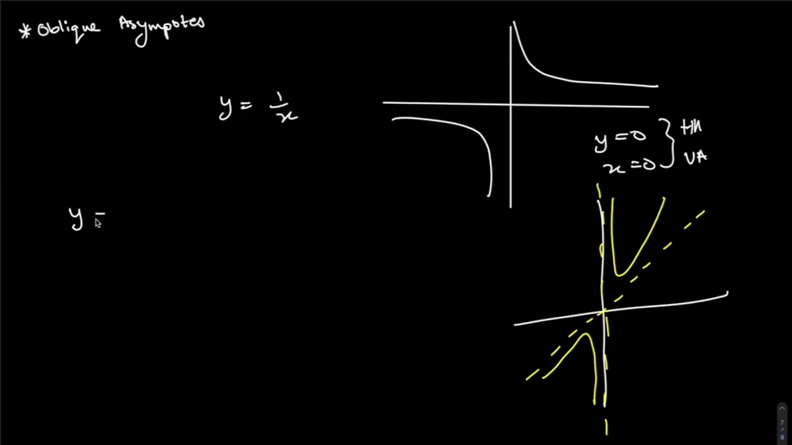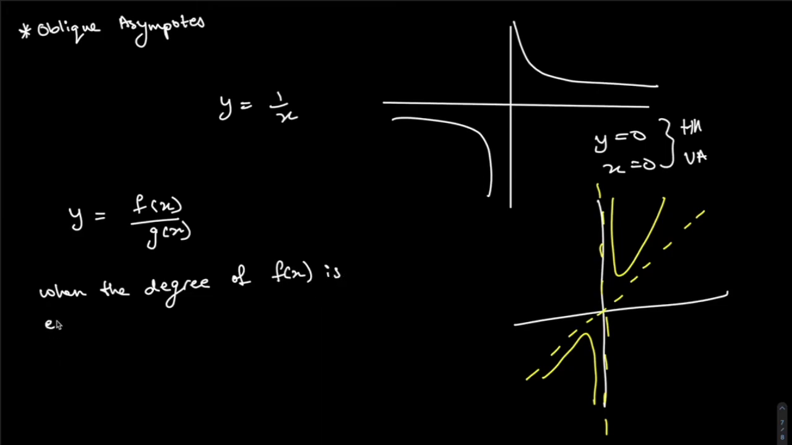The format is basically when you have f of x upon g of x, and the degree of f of x is one more than the degree of g of x. So when the degree of f of x as a polynomial is exactly 1 more than g of x, it can't be 2, it can't be 3, it has to be just 1.